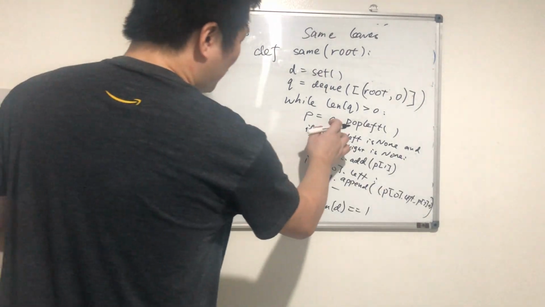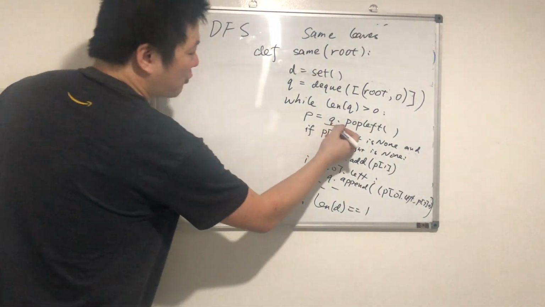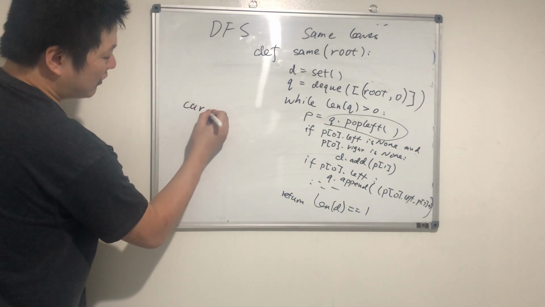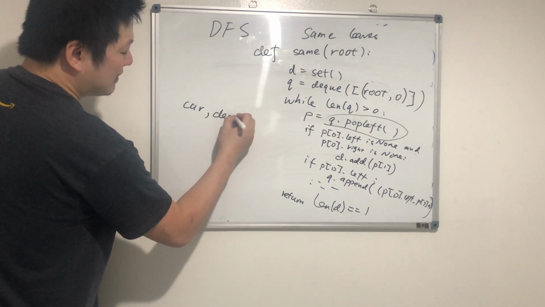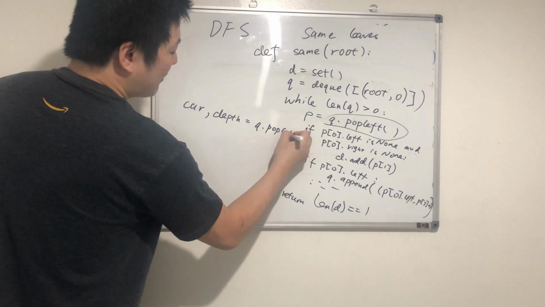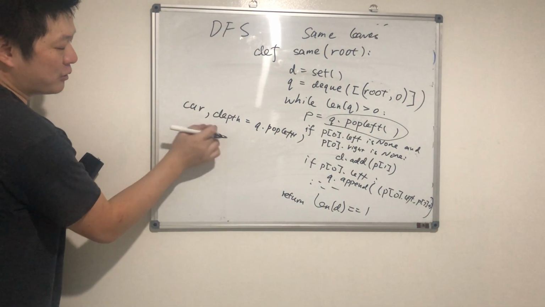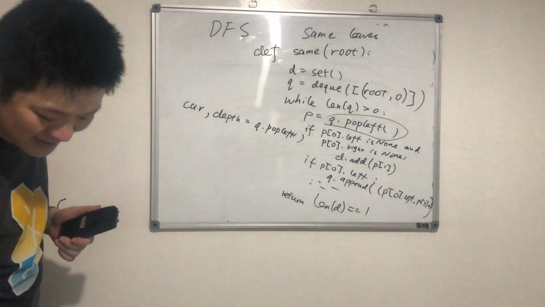So look, this P you can say P0, P1, because this returns a tuple. You can also write current, comma, depth equals Q dot pop left. In this case, these values will be unpacked into two. So current will be P0 and depth will be P1. This is one thing.